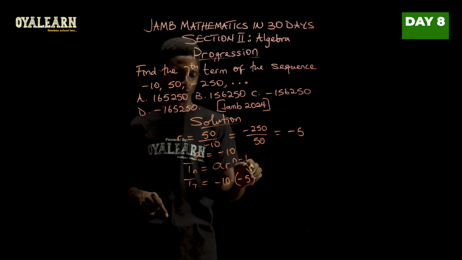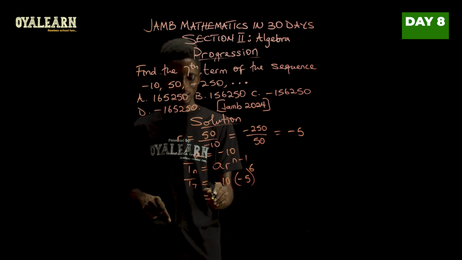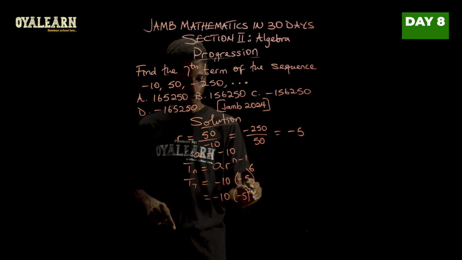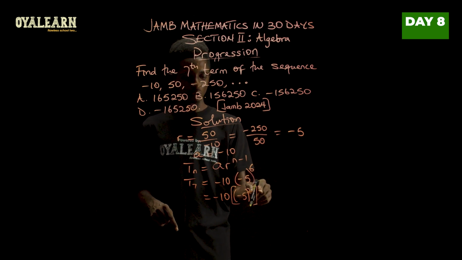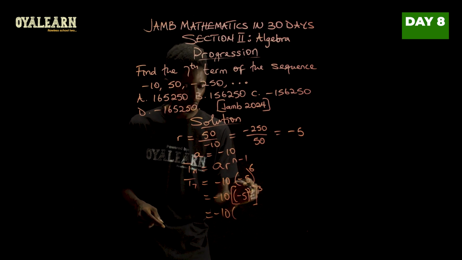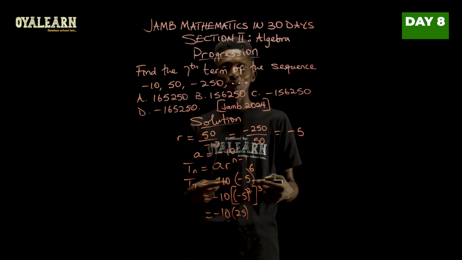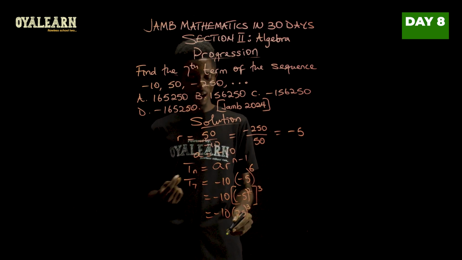So 7 minus 1 will give us 6. Now, when you are working with something like this, you can easily break it down and say this is minus 10 into minus 5 squared, then everything cubed, because 2 times 3 will still give you 6. This way, what we have is negative 10 into minus 5 squared will give you 25. Now, take note, even the minus is squared in this case. So that's why we have 25. So what we need is 25 cubed.